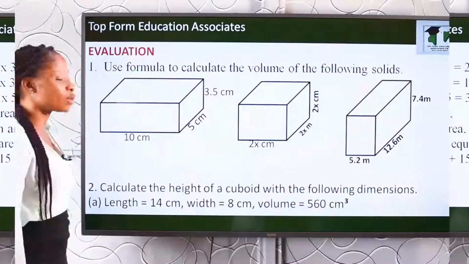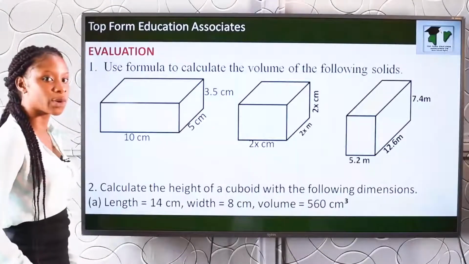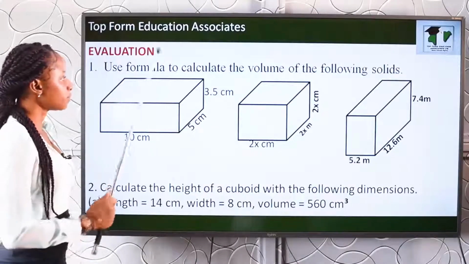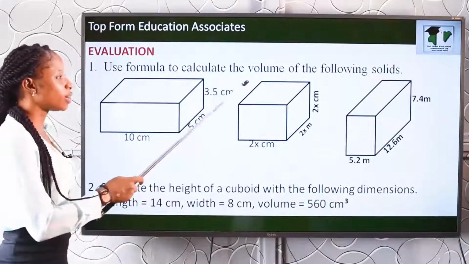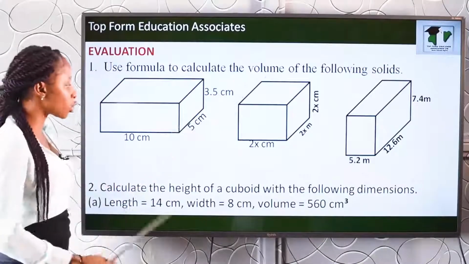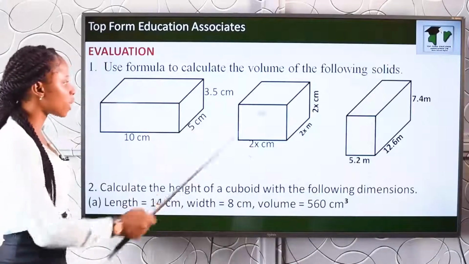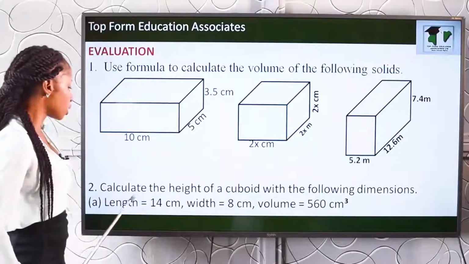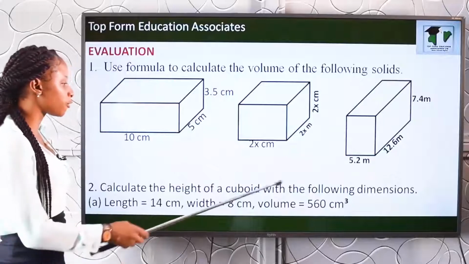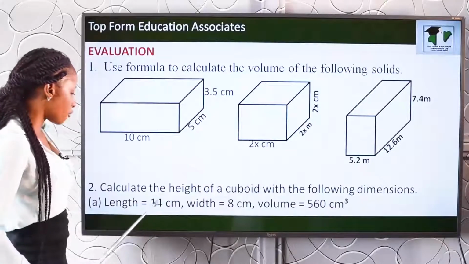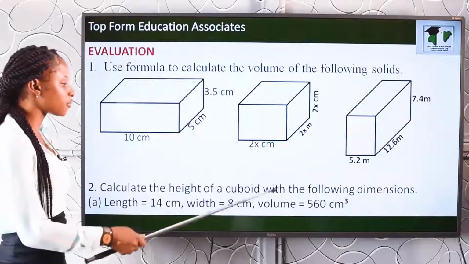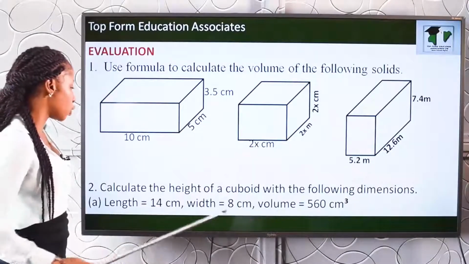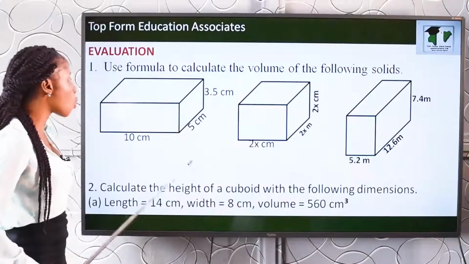Now, let's take some evaluations, to see if we've been following all that we've learned today. Number one, use the formula to calculate the volume of the following solids. We're given three different shapes here with their dimensions, and we're asked to look for the volume. Two, calculate the height of a cuboid with the following dimensions. Length, 14 centimeters, width, 8 centimeters, and volume, 560 centimeters cubed. We're given the volume. If you notice, we weren't given the height, so you know what to do.